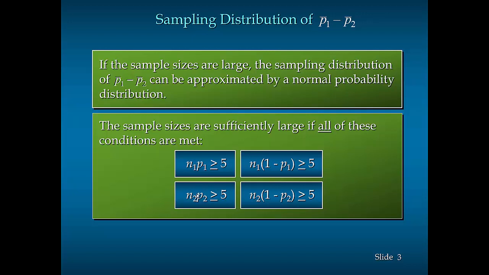So that unbiased part back there before, the expected value equaling itself, means that will be the mean of the normal distribution, and then the standard deviation or standard error is how much the normal distribution will be dispersed, so how fat the tails are. The sample sizes are sufficiently large if all 4 of these conditions are met. So all 4 have to be met. If one of them is not met, we cannot assume a normal distribution, so we cannot use this test.